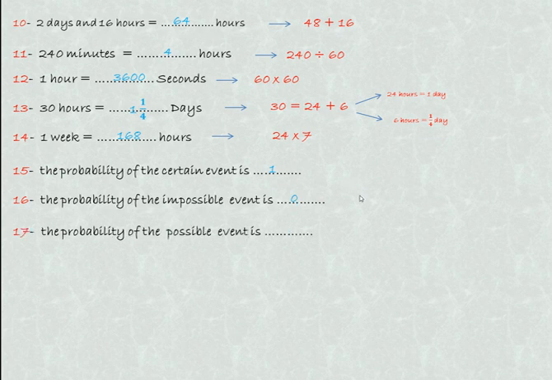Number 15, about probability: the probability of a certain event is 1, the probability of an impossible event is 0, but the probability of a possible event is between 0 and 1.